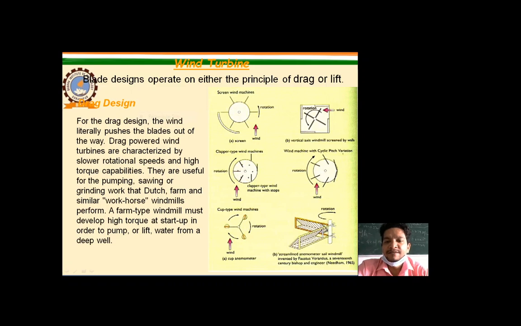Okay, a farm type windmill must develop high torque as well as starting torque in order to pump or lift water from a deep well. What characteristics should be inbuilt in the wind turbine? High torque should be developed by it. When high torque is developed with the help of that type of machine, then it can be used to pump or lift water from a deep well.